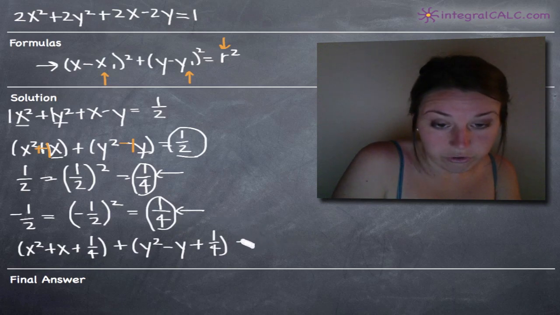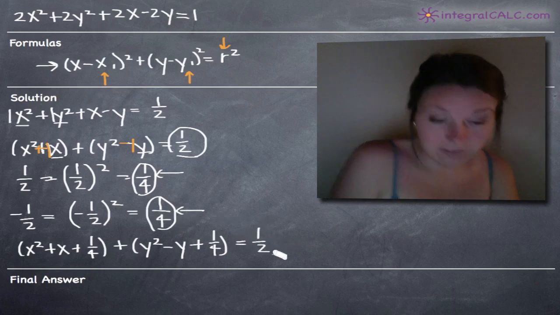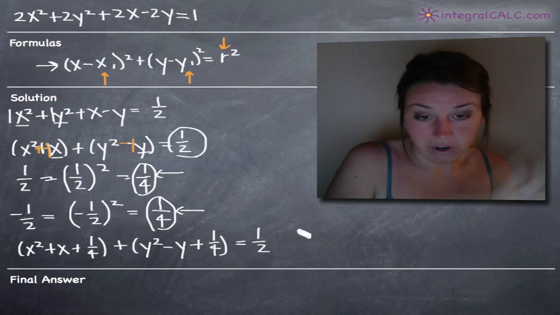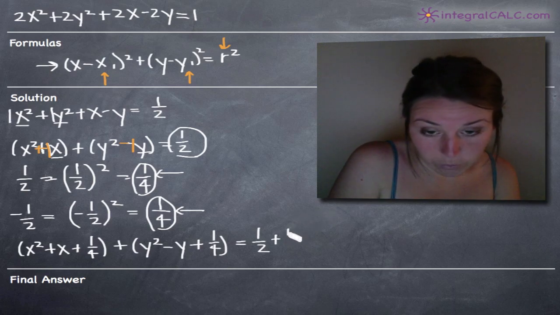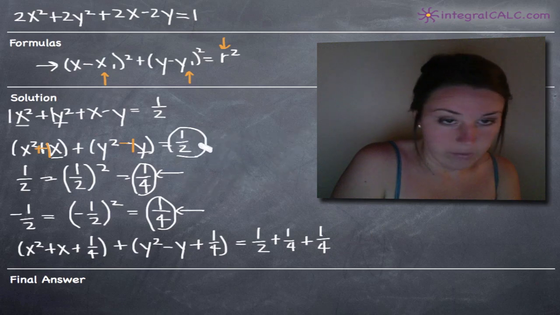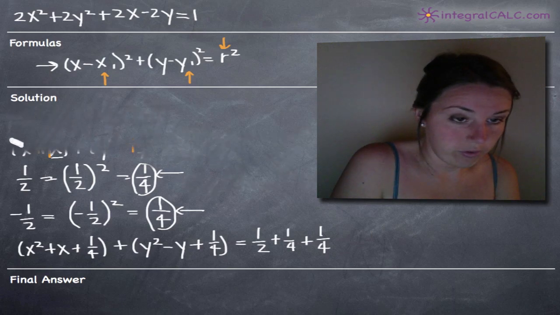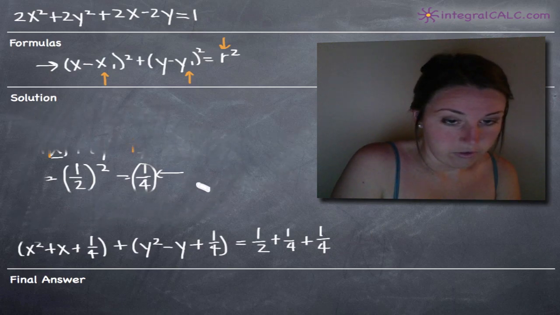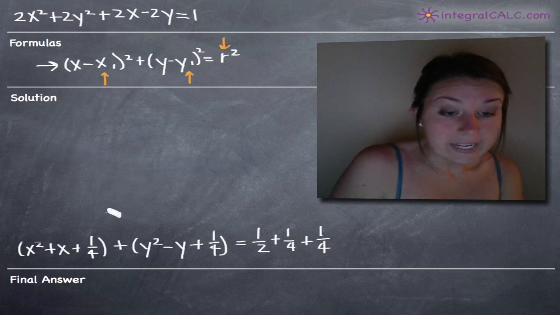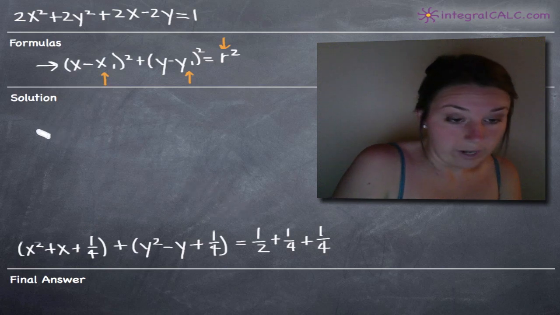But then in order to balance our equation, since we added 1/4 and then 1/4 again to the left-hand side of our equation, we now have to add 1/4 and then 1/4 again to the right-hand side. So there we go. We've added 1/4 and 1/4 to the right-hand side. So now that we've done that, we need to factor our x and y terms.